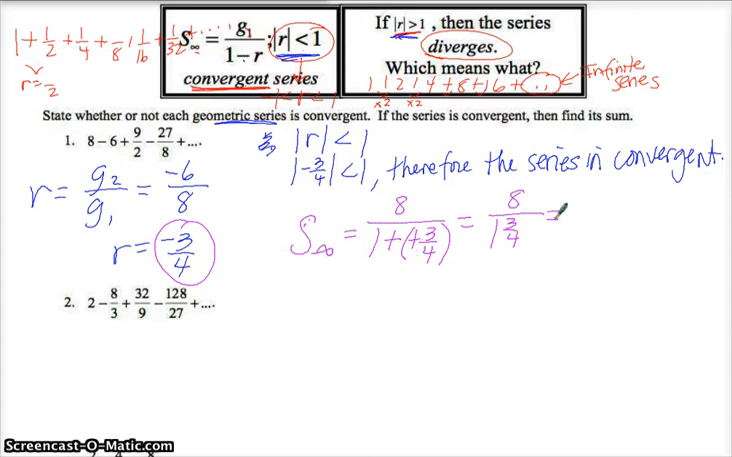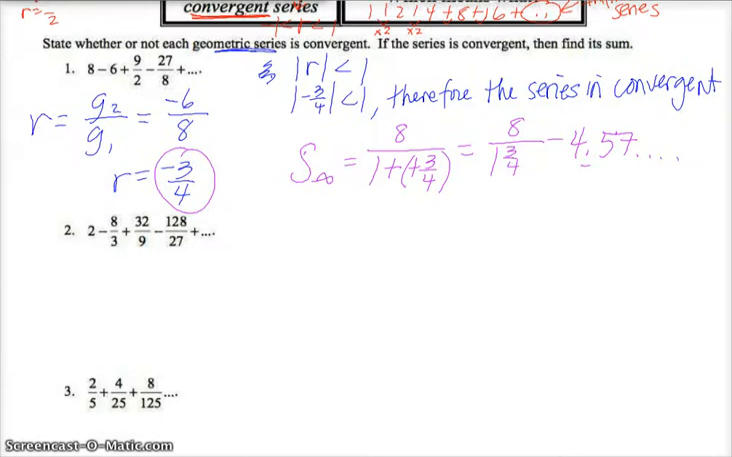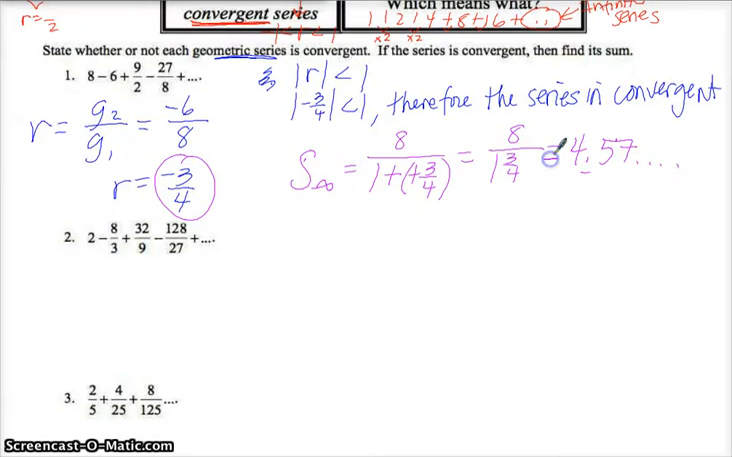So now just get out your calculator. It's going to be easier maybe to do 8 divided by 1.75, and I get approximately 4.57, etc. So this is a decimal, but that means it's approaching about 4.6. It's getting really, really close to the sum of 4.6, or 4.57, 58, I should say. So here you have it. All right, moving on to the next one.